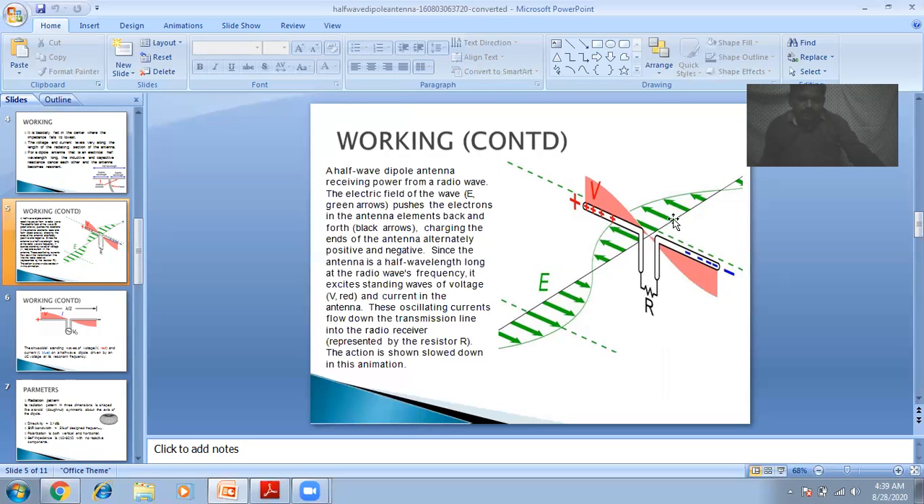In any conductor, if there is back and forth motion of charges, then automatically it will act as a radiator. That means it is producing electromagnetic waves.